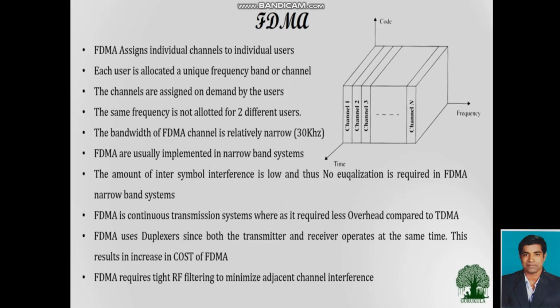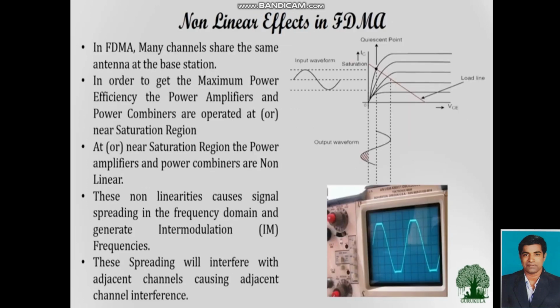FDMA is a continuous transmission system, whereas it requires less overhead compared to TDMA. FDMA uses duplexers since both transmitter and receiver operate at the same time. This results in an increase in the cost of FDMA. FDMA requires tight RF filtering to minimize adjacent channel interference. Nonlinear effects in FDMA.